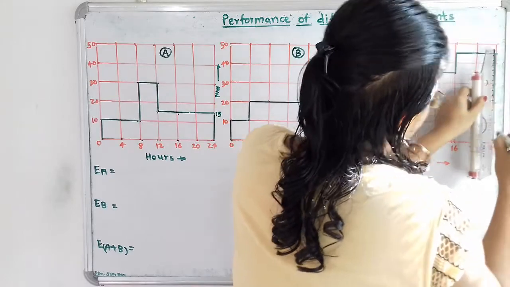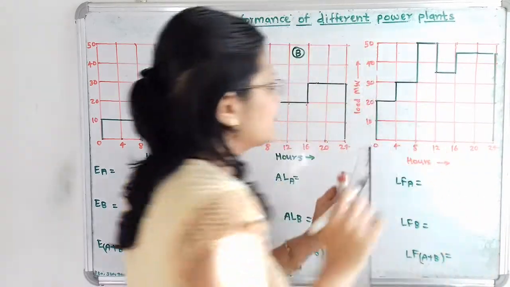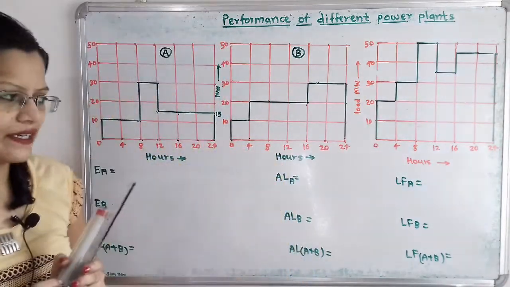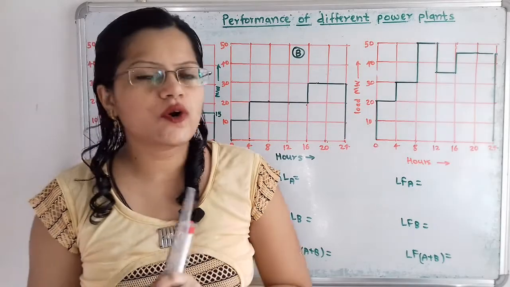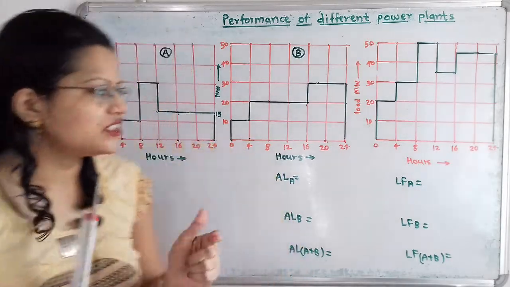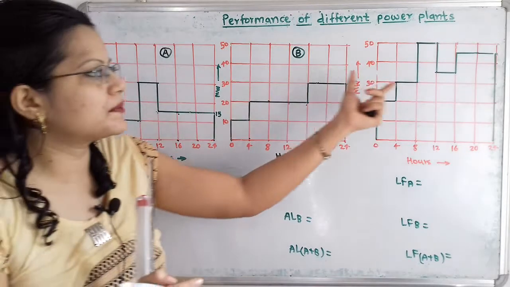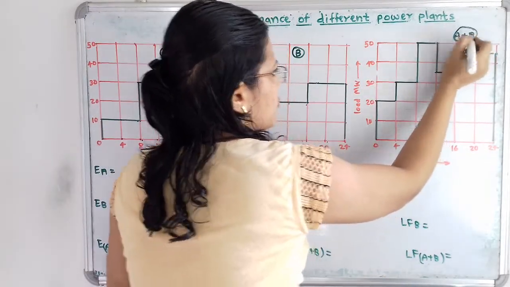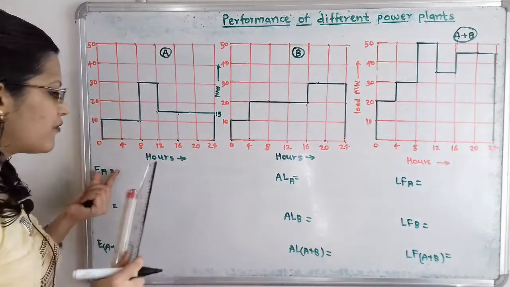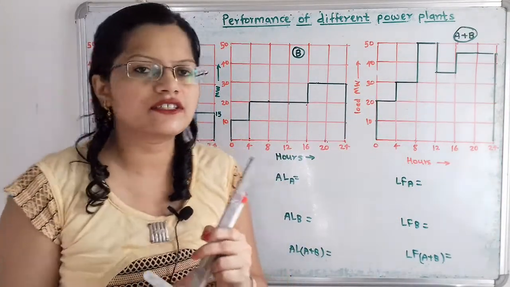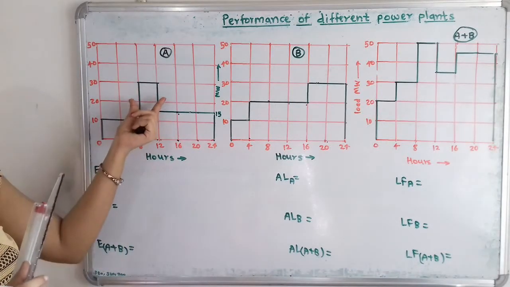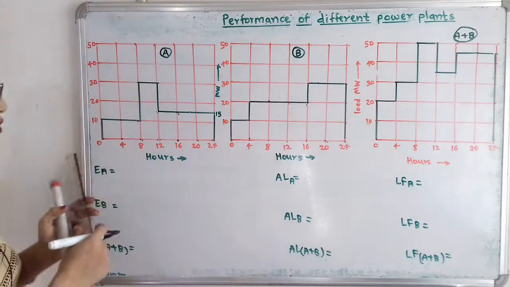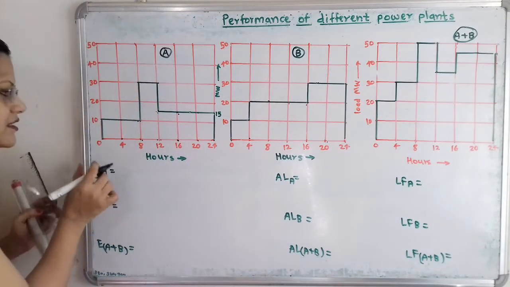So this is the combined load curve that is getting completed. Now we will show what is the average load for each, that is for consumer A, consumer B, and for consumer A plus B. So we will show here. Now for that we will first find out what is the energy generated by this consumer A when the power is supplied to consumer A. So what is this energy generated?